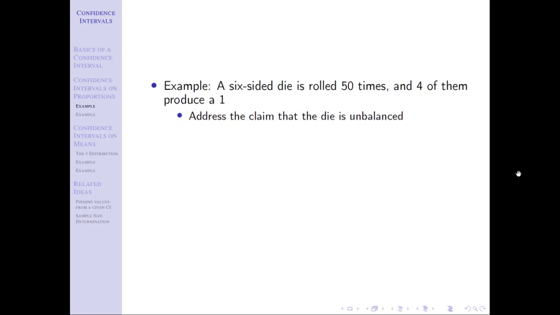So when we address claims, we address them under the assumption that our process worked like we hoped it did. We're going to say, I think that P is somewhere between 0.005 and 0.155. That's the crux of the confidence interval. I think P, the true proportion of times that this die rolls a 1, is somewhere between 0.005 and 0.155. I don't know where in there. I just think it's in there.